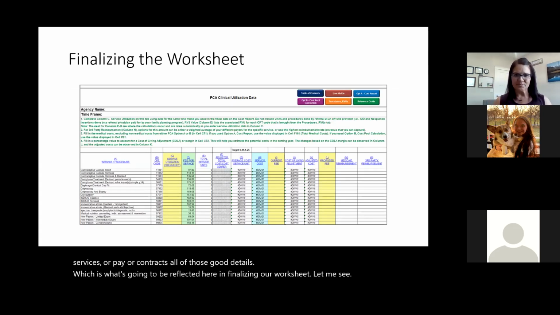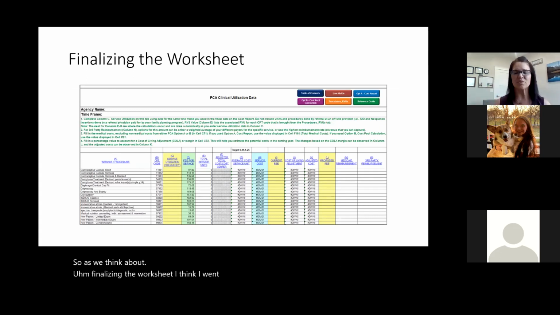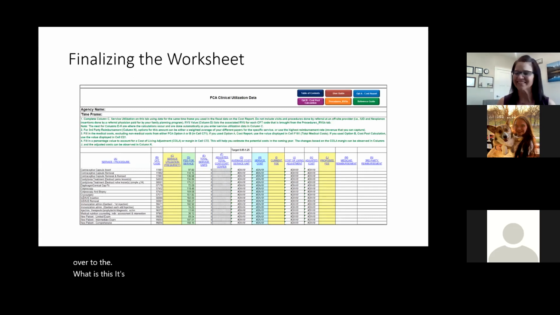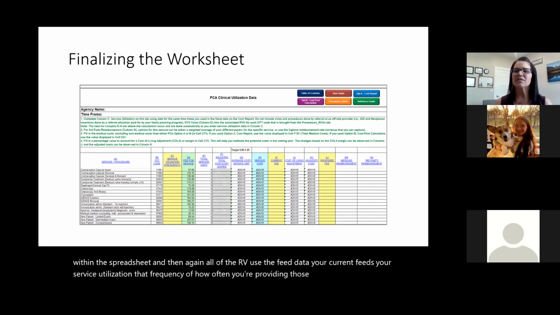So as we think about finalizing the worksheet, I think I went through most of those details when we switched over to the Excel file before. But again, once you have all of these details in place that we went over, you have collected all of your expenses and you've put those into the appropriate expense categories within the spreadsheet. And then again, all of the RVUs, the fee data, your current fees, your service utilization, that frequency of how often you're providing those services. Get those columns all done.